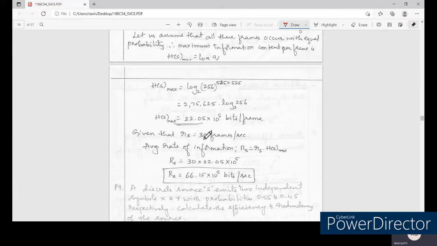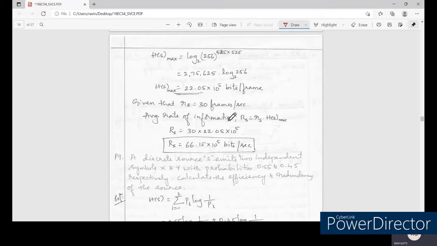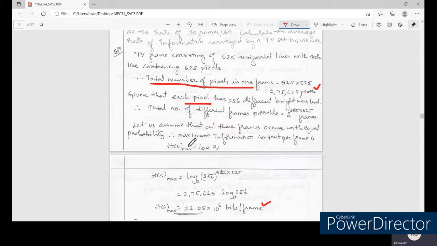And they said that the frame arrival rate will be 30 frames per second. So the average rate of information will be given as capital R S into small r s into H of S. The r s they have given, substitute this, and H of S, the maximum entropy of the TV, we have as 22.05 into 10 power 5 bits per frame. If you substitute that, you'll be getting R S is equal to 30 into 22.05 into 10 power 5, which is 66.15 into 10 power 5 bits per second. So this is the solution they have asked for in this problem.